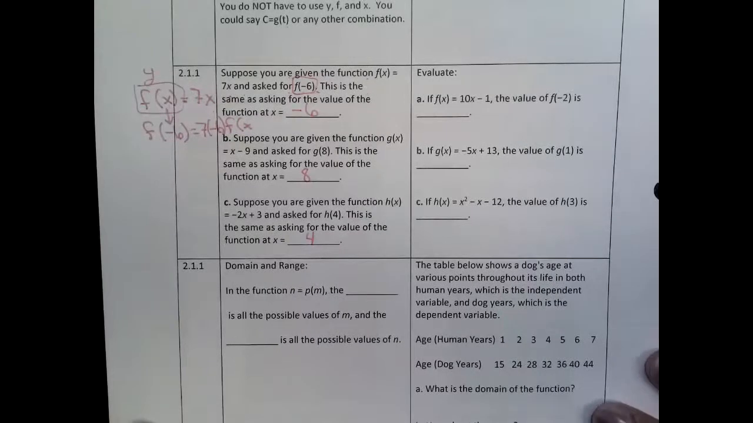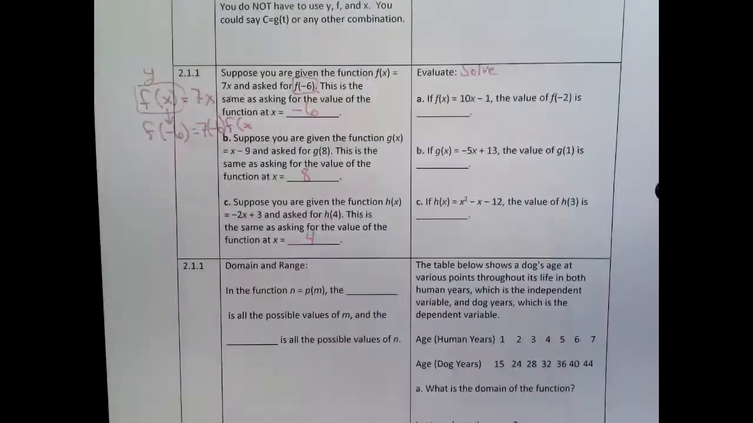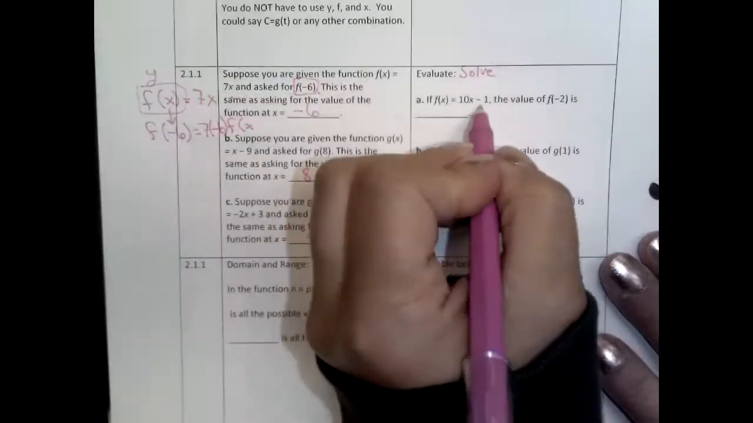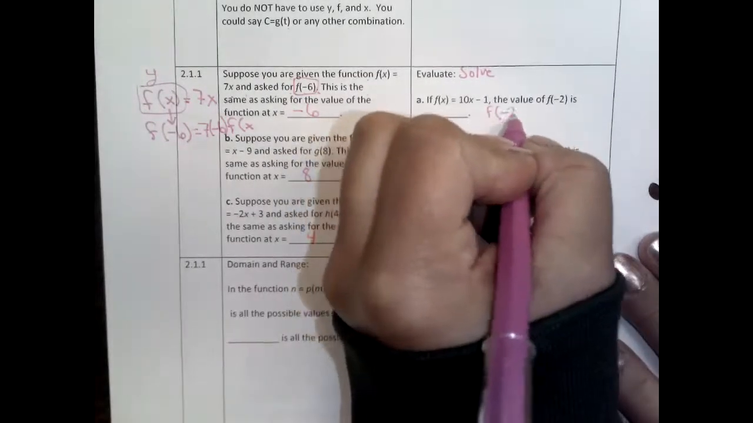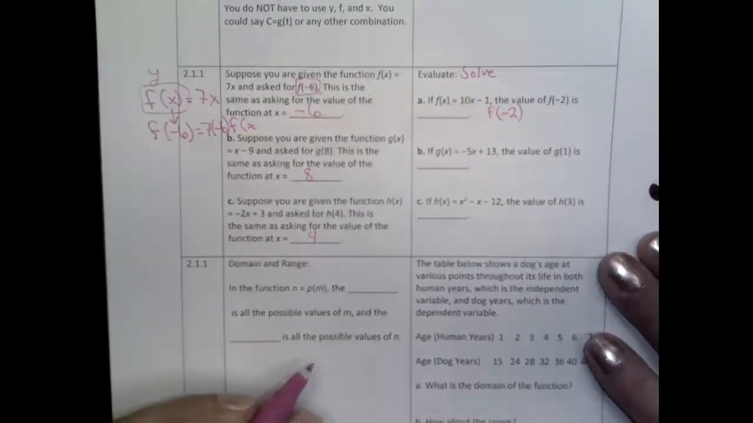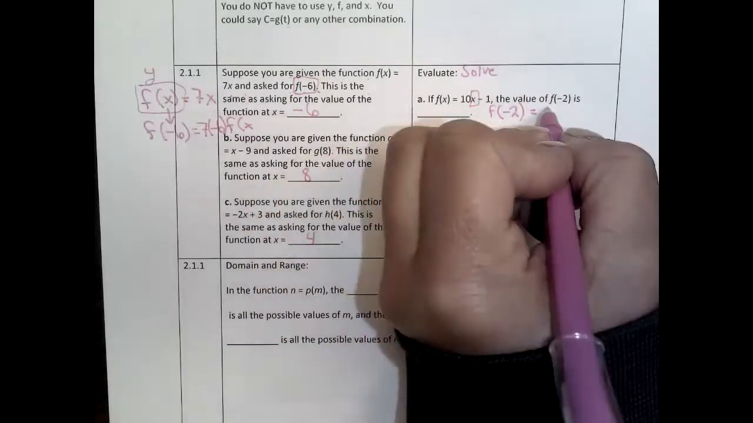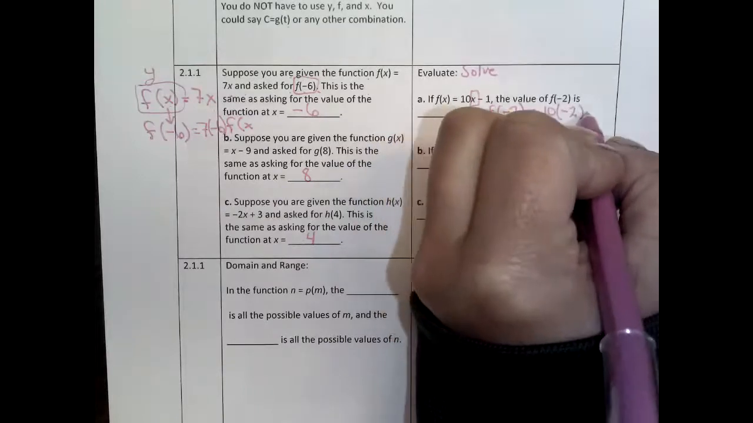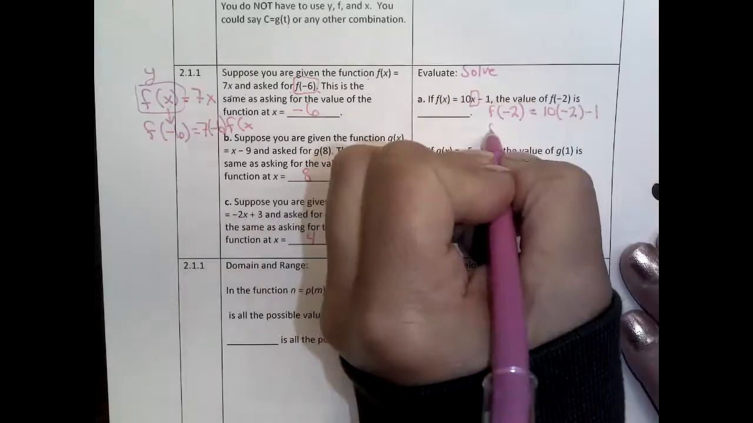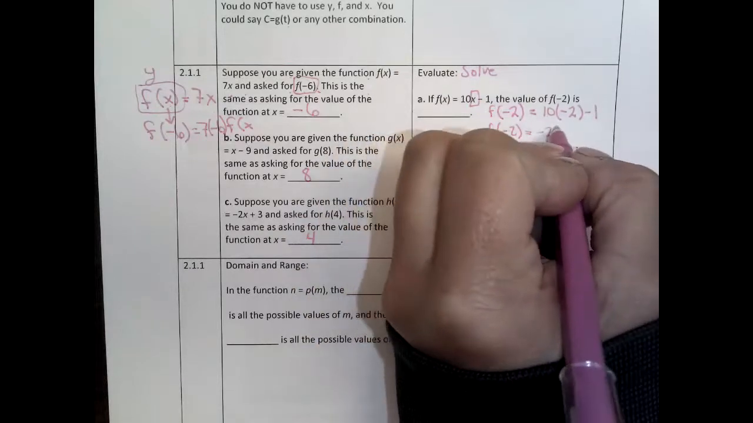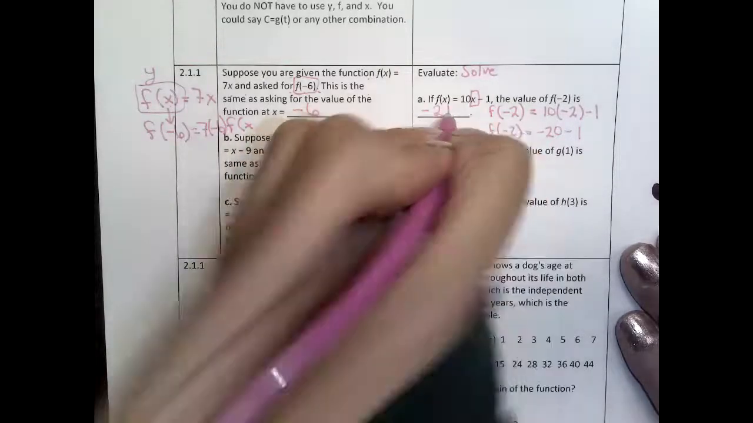So now we're going to actually evaluate. What's another word for evaluate? Evaluate also means solve. So we're going to actually plug these values in and find an answer. So here it gives us f of x equals 10x minus 1, but it wants us to find f of negative 2. So a function of negative 2. So all we're going to do, anywhere we see an x in the equation, we're going to plug in that negative 2. Okay, so now I'm just going to do the work here. So 10 times negative 2 is negative 20, minus 1 gives me negative 21.